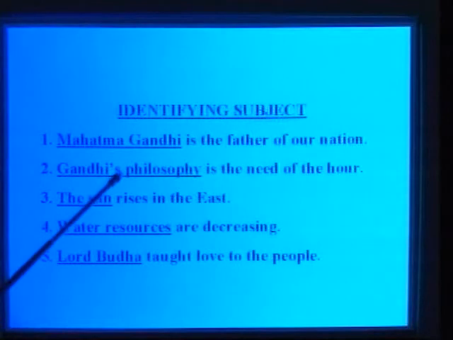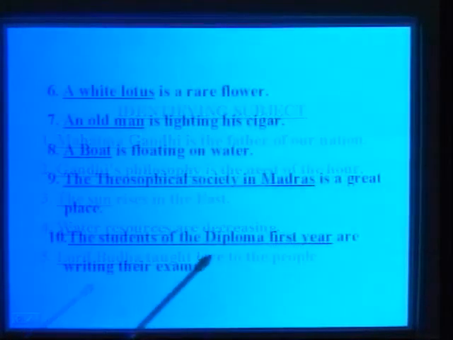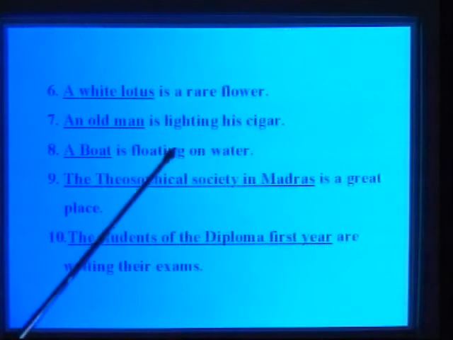So here you can find the difference. Whatever is spoken about becomes the subject. Then in the third sentence, the sun rises in the east, the sun becomes the subject. The fourth sentence, water resources, not just water, water resources are decreasing. And again the fifth sentence, Lord Buddha taught love to the people. So we are talking about Lord Buddha. So Lord Buddha becomes our subject. See the sixth sentence here, a white lotus is a rare flower.